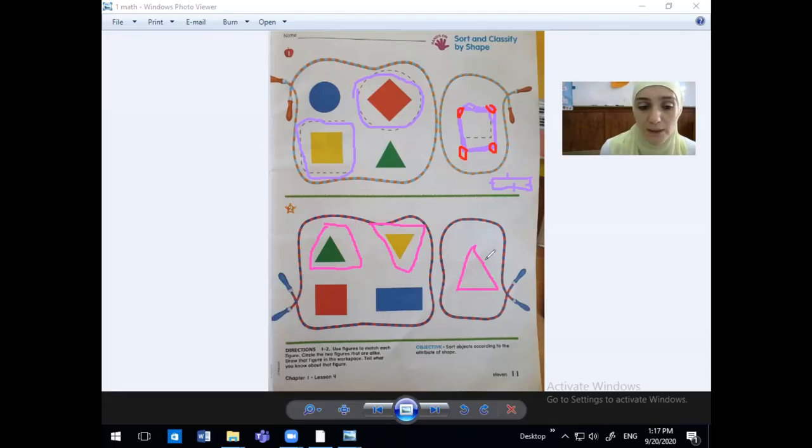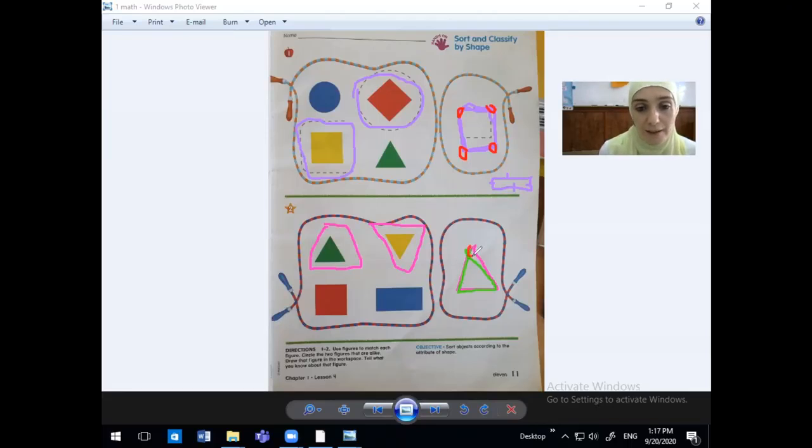Now let's see what we can say about the triangle. About this figure, what do we know about the triangle? We can say that it has how many sides? It has 1, 2, 3. Just 3 sides. And the sides can be quite different sizes. So one side can be longer, one side can be shorter. It doesn't matter. A triangle just has 3 sides.